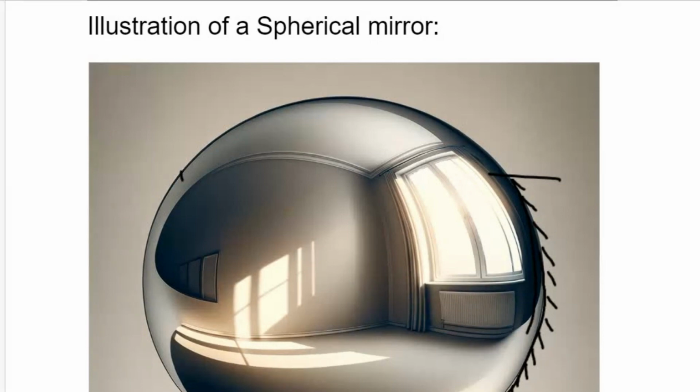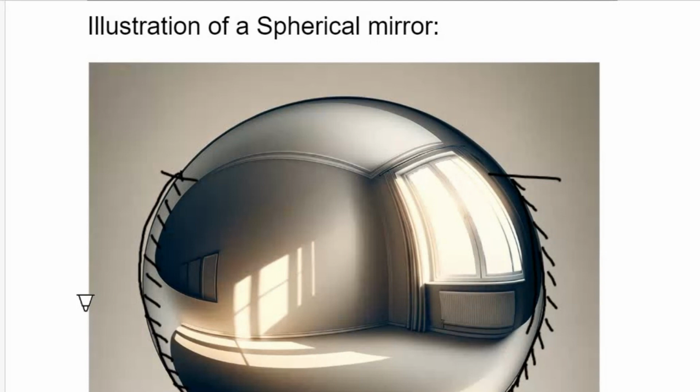And then what is a convex mirror? A convex mirror is a part of a hollow sphere whose inside is painted and outside is the reflecting surface. So this is how we define a convex mirror and a concave mirror. Convex mirror: inside is painted and outside is the reflecting surface. Concave mirror: outside is painted and inside is the reflecting surface.